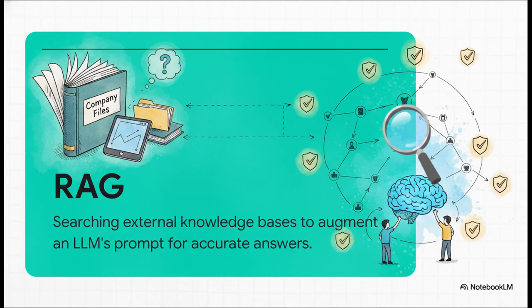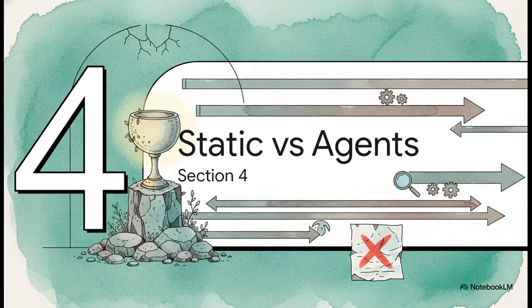This was a total game changer. It allowed businesses to finally get highly accurate, cited answers using their own private current data. It drastically dropped hallucinations, and the absolute best part, they could do all of this without having to constantly pay to retrain the AI from scratch. For a while there, RAG was seen as the holy grail, but we pretty quickly hit a ceiling, which leads us to Section 4, static pipelines versus agents.